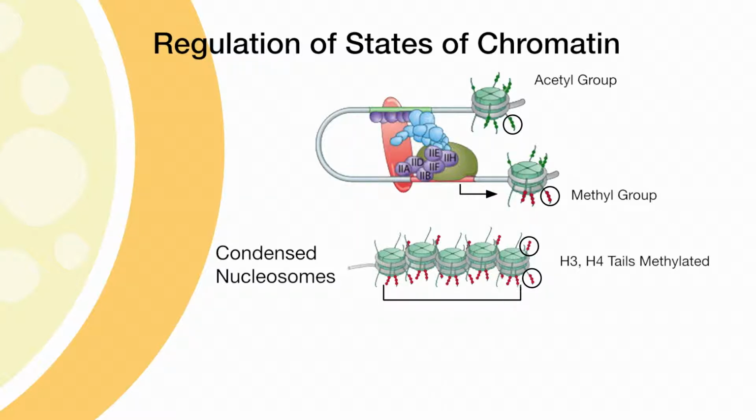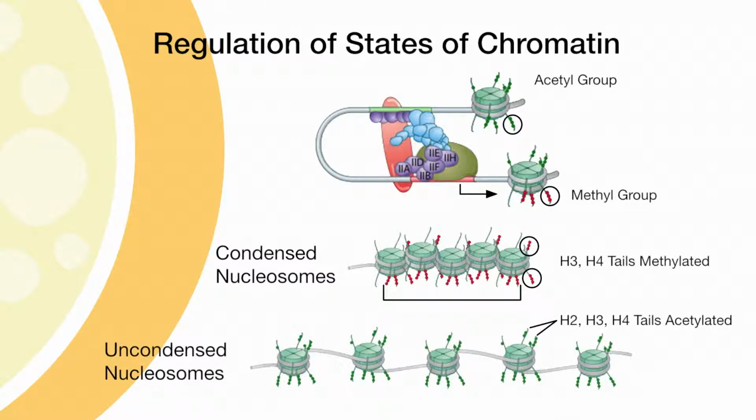If these methyl groups are removed and replaced with acetyl groups on those tails, then it'll establish an uncondensed nucleosome structure. The generally accepted rule is that acetylations often promote access and active transcription in that particular region of the genome, while most methylations will serve to condense chromatin and repress transcription. Now we know we can modify histones by adding methyl groups or acetyl groups to open it up or condense it. In the end, giving access or restricting access to that promoter region for other proteins to bind to and regulate transcription.